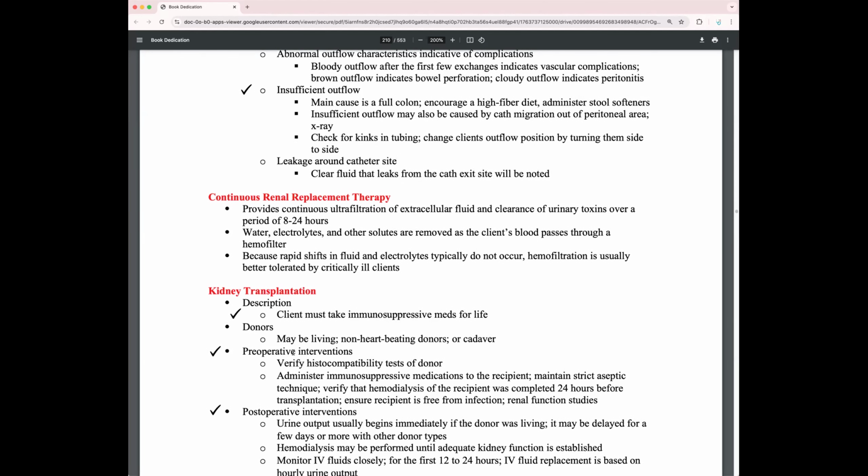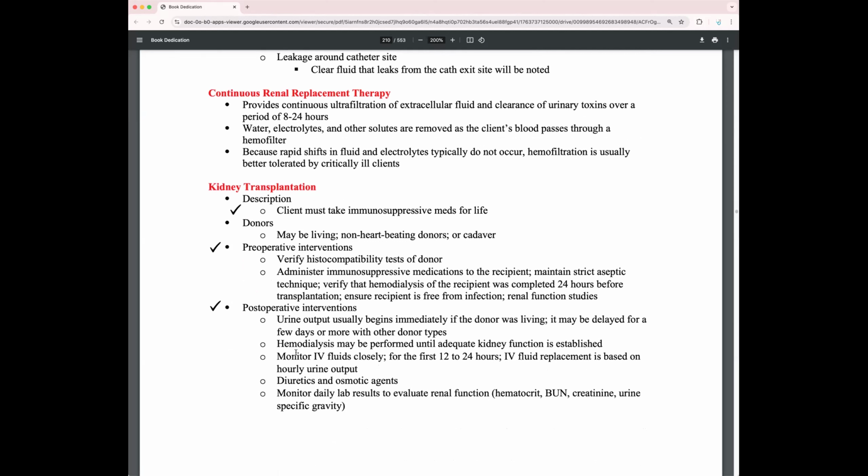Kidney transplant. Make sure you read this section. Make sure you know that the patient must be on immunosuppressive medications for life. And make sure you know that when they are on immunosuppressants, they have to take it at the same time each day. In the hospital, if you're late giving immunosuppressants, you have to call the doctor and tell the doctor why you were late. So if a patient has received a kidney transplant, they are on immunosuppressants for the rest of their life and they have to take it on time at the same time each day.